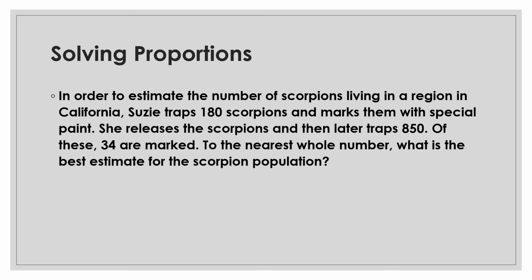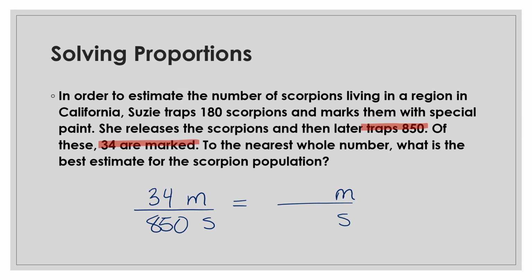So we can see when she later traps 850, 34 of those are marked. So we're going to use that to set up our proportion. So 34 were marked out of 850 scorpions. So we're just going to leave that the same way. So then look through the rest of your question. So she has trapped and marked 180. So we want to know how many that will be, how many total.